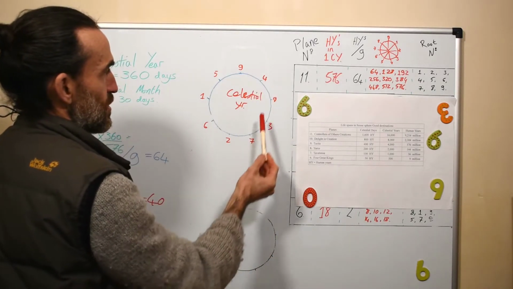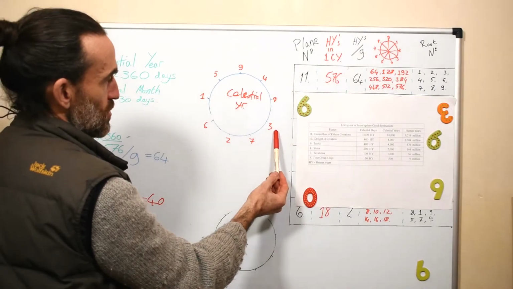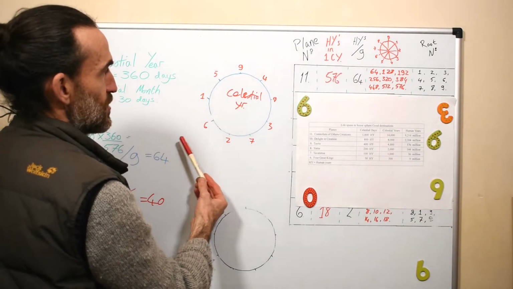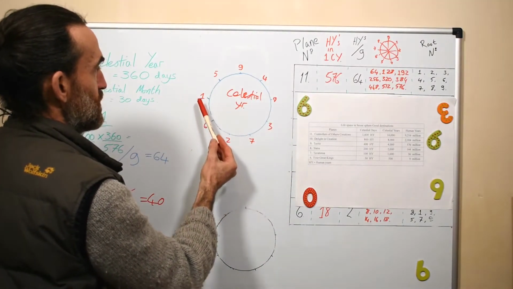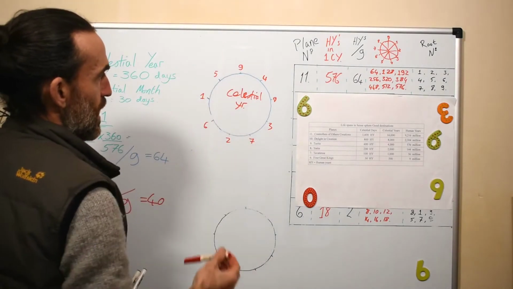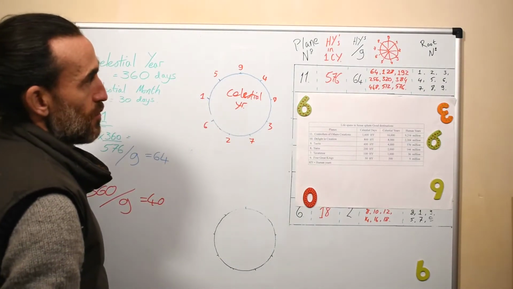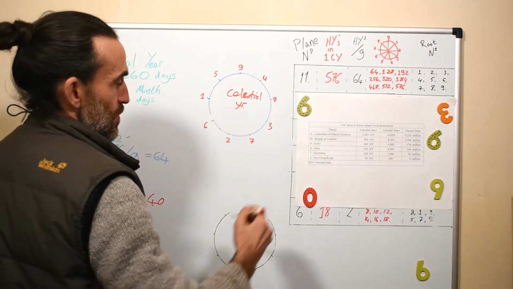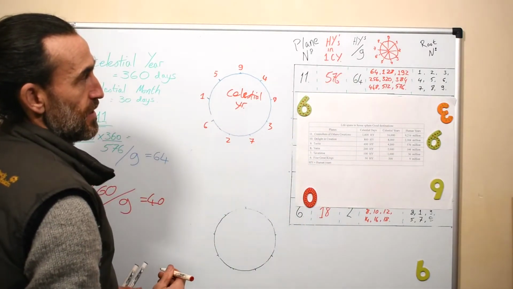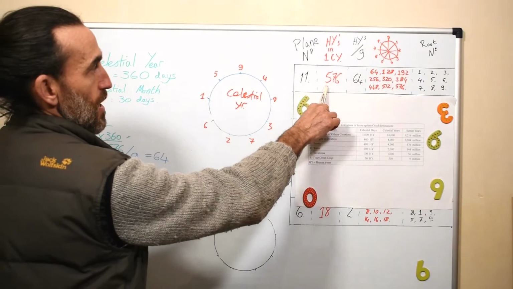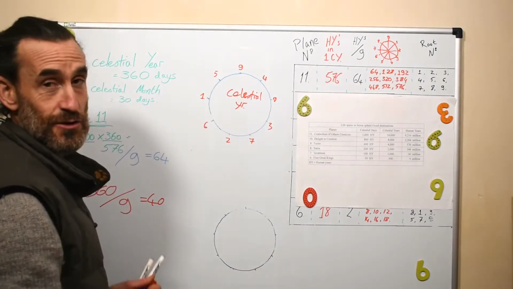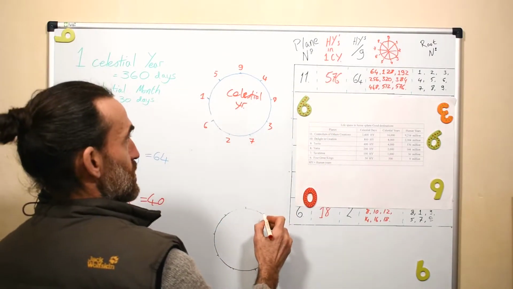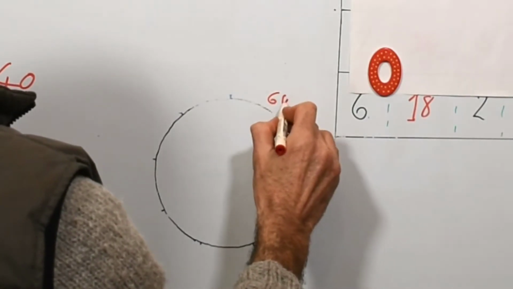And this is the reduction. It was 40, 80, 120, 160, and so on. 4, 8, 3, 7, 2, 6, 1, 5, 9. So over here, we've got the breakdown of the 11th plane into 9 spokes. So let's run those through.